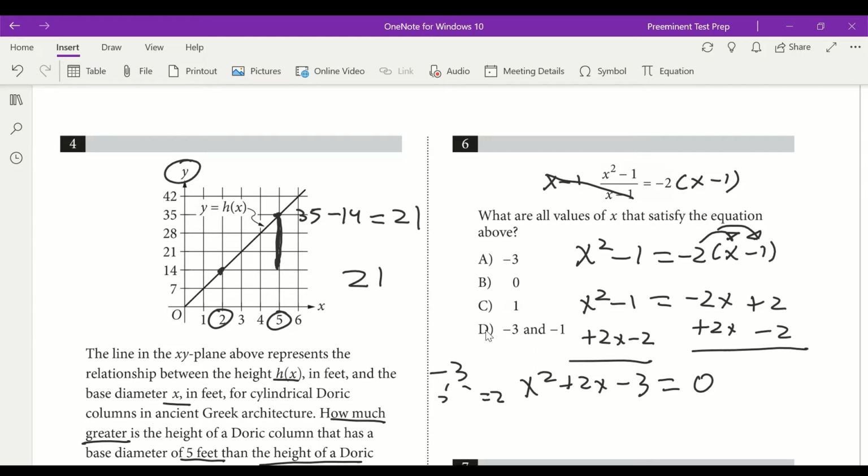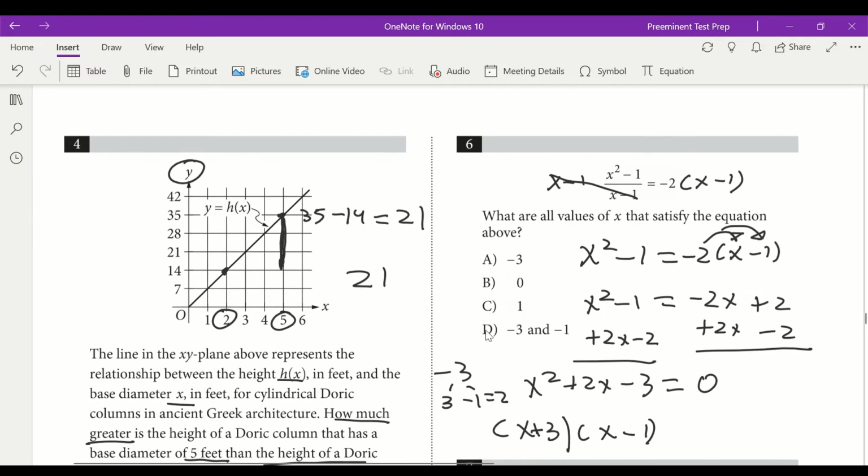Well, we could have 3 and negative 1, right? Because 3 plus negative 1 is the same as 3 minus 1, and that gets us 2. And we also have 3 times negative 1, which gets us negative 3. So we are going to have x plus 3 times x minus 1. And those are going to be this factored out, right?